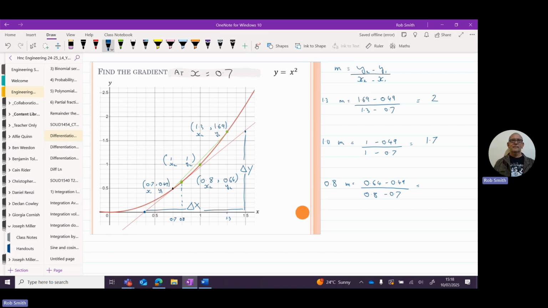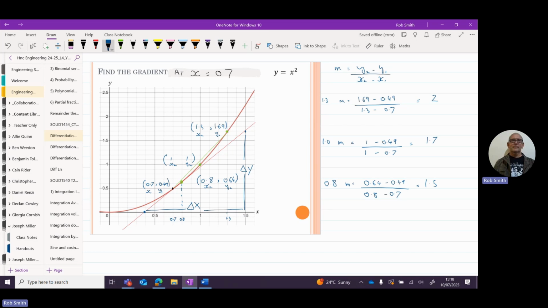0.64, take away 0.49, divided by 0.8, take away 0.7. Then we've got 1.5. Okay, that's getting closer. You can see what's happening when we move this green dot closer and closer and closer to the point where we want the gradient. You can see what's happening. The gradient is getting closer and closer to what the actual answer is.